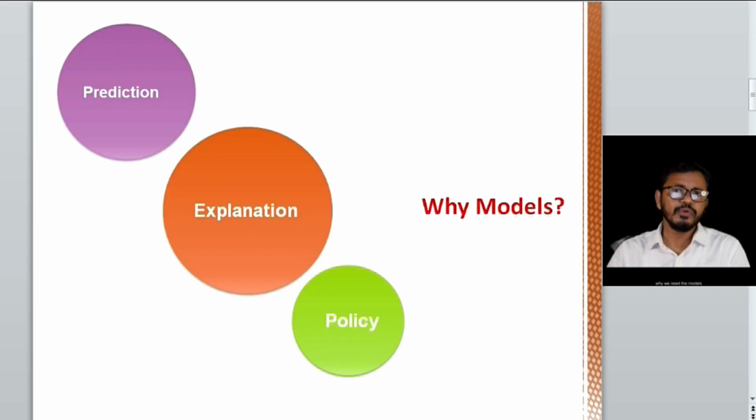Basically, why do we need the models? We need the models because of some specific purposes. First of all, prediction. You know, what is prediction? If we want to have a forecast of an economic variable, then we need to have the economic models.